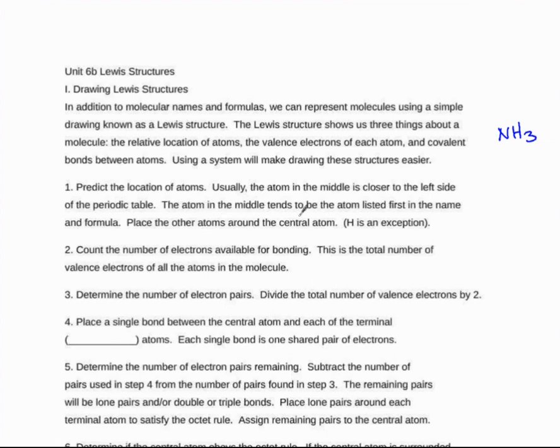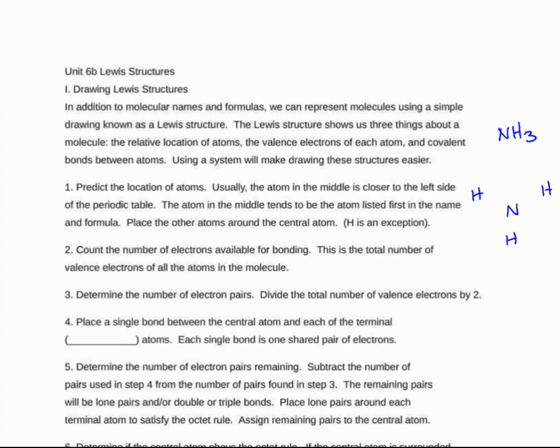The atom in the middle also tends to be the atom listed first in the name and in the formula. So in this case, that is true. Hydrogen is an exception to a lot of these, especially with ones like water. So I've got nitrogen and I've got 3 hydrogens. I'm just going to place them around it. The exact placement right now is not important.